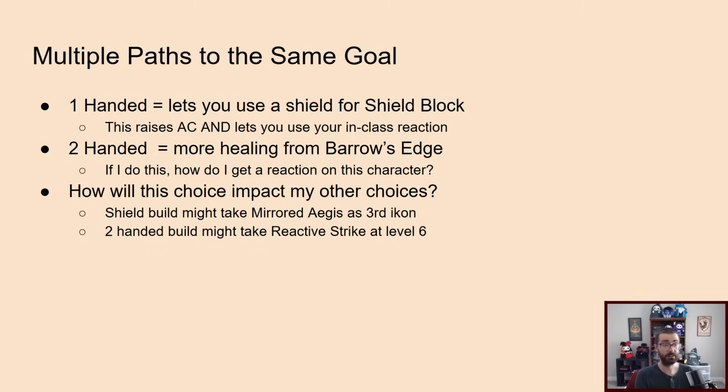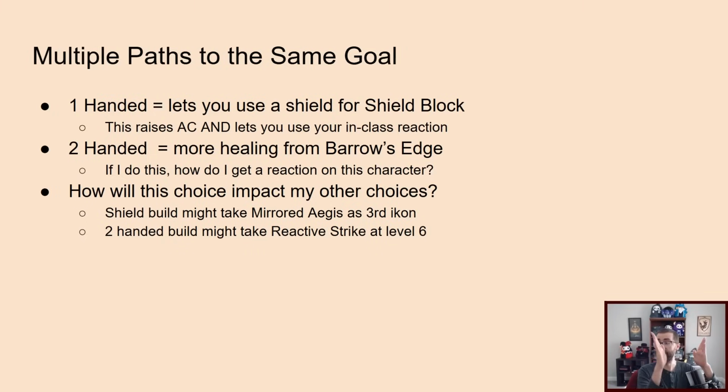So which one do we want to take? And how does this impact other choices we're going to make? The one-handed build is already using a reaction. The two-handed build does not have a reaction. So if you are going into this two-handed build and doing big damage, at level 6, you might want to take the reactive strike feat. Whereas if you are going for this shield build, then for your third icon at level 1, you might choose the Mirrored Aegis, which is a shield that has some benefits and among other things can auto-repair itself in between combats, which is pretty sweet. Neither one of these builds is wrong, but there are going to be very strong build differences between walking down each one of these different paths.